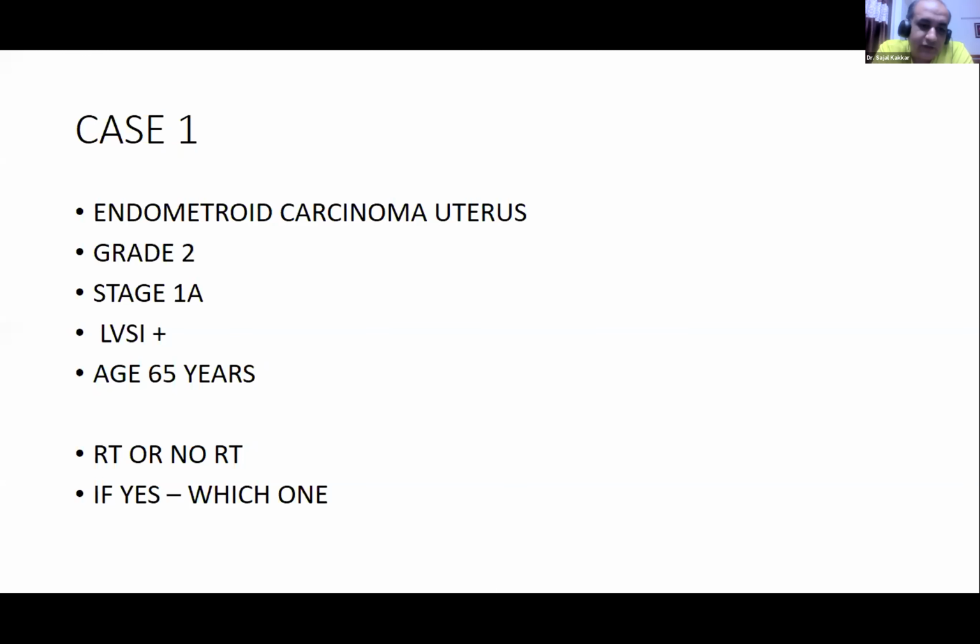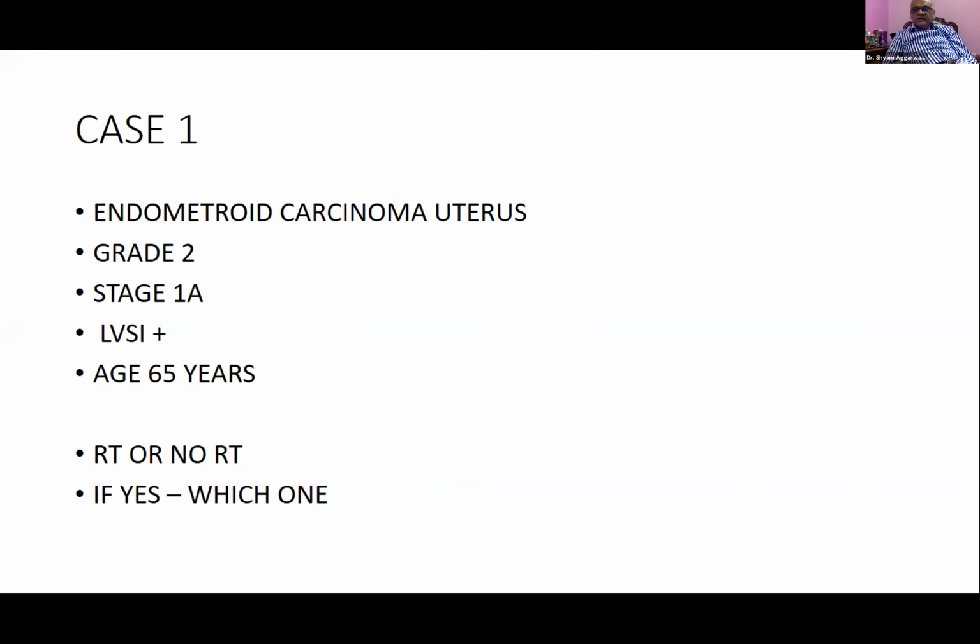So this is a 65-year-old lady with stage 1A, grade 2, and LVSI is positive. Basically I would offer her radiotherapy, but probably vaginal brachytherapy would be preferable, as she is above 60 years of age and LVSI is positive. One more important thing I want to ask is whether she had been surgically staged adequately or not. Yes, properly staged, lymphadenectomy done, node negative. So probably vaginal brachytherapy only would be offered to her.